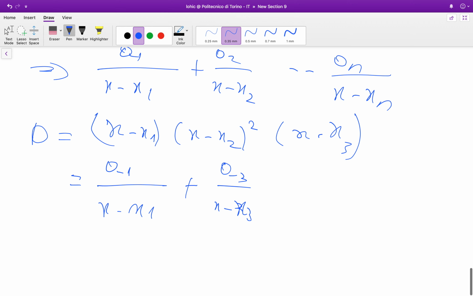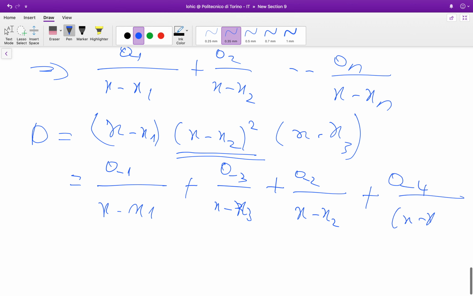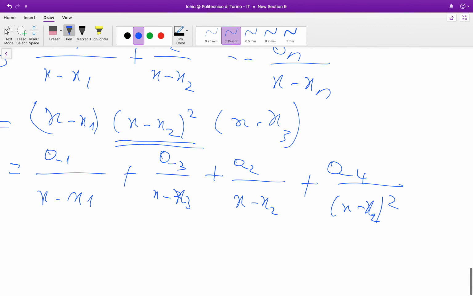Then for this factor, when it comes with the square like this, there are two things to do. First, you do a2, the constant, divided by (x - x2), okay? Then plus, as it comes twice, a4 divided by (x - x2) all squared. Is that clear? You see how to do it.